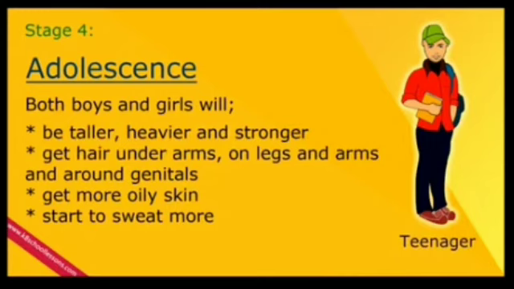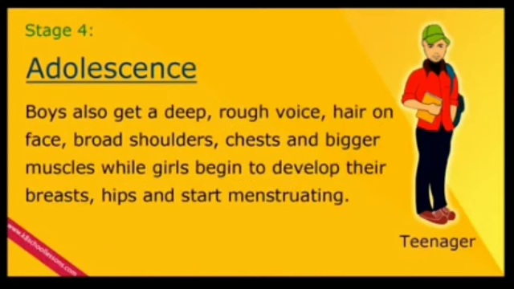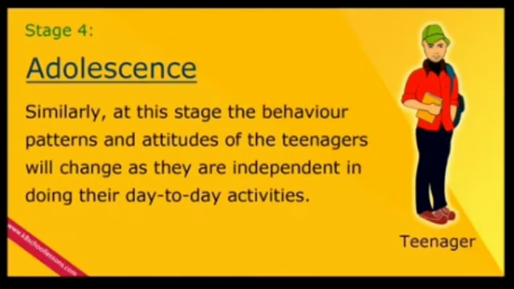Both boys and girls will be taller, heavier and stronger, get hair on the arms, legs and around the genitals, that is private organs, get more oily skin and start to sweat more. Boys also get a deep, rough voice, hair on the face, broad shoulders, chest and bigger muscles, while girls begin to develop breasts and hips and start the menstrual cycle. Similarly, at this stage the attitude of the teenager also changes, and they become independent in doing their day-to-day activities because they think they are grown up now and can manage things on their own.